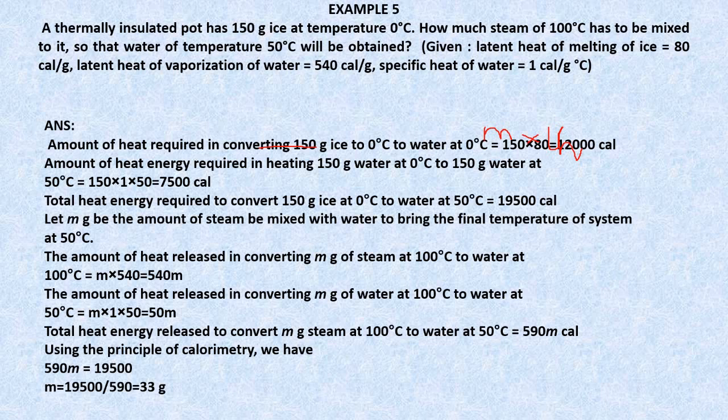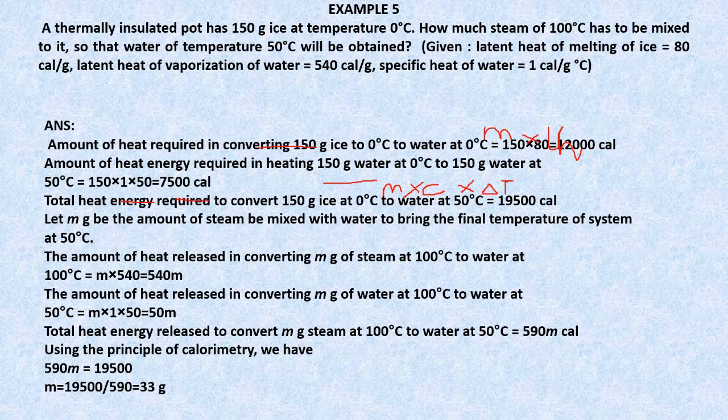Now the amount of heat energy required in heating 150 gram of water, which is at 0 degree Celsius, to 50 degree Celsius. So what will be the formula? It will be M, that is mass of water, into specific heat C into change in temperature. So from 0 degree Celsius we are heating it to 50 degrees. So we'll get 150 into 1 into 50, which is 7,500 calories.